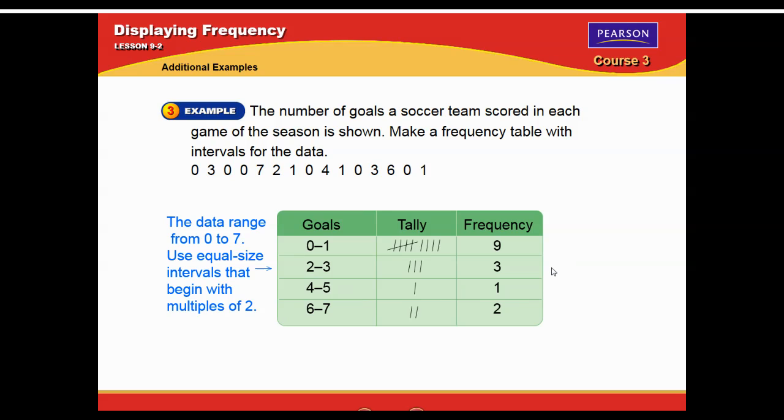And frequency tables are typically broken up by intervals because it's a way to kind of smush the data and say, all right, 9 games they scored 0-1 goal. This team was not very good offensively. I can look at this frequency table and see that. And then when you make a frequency table, from that you can make a histogram.